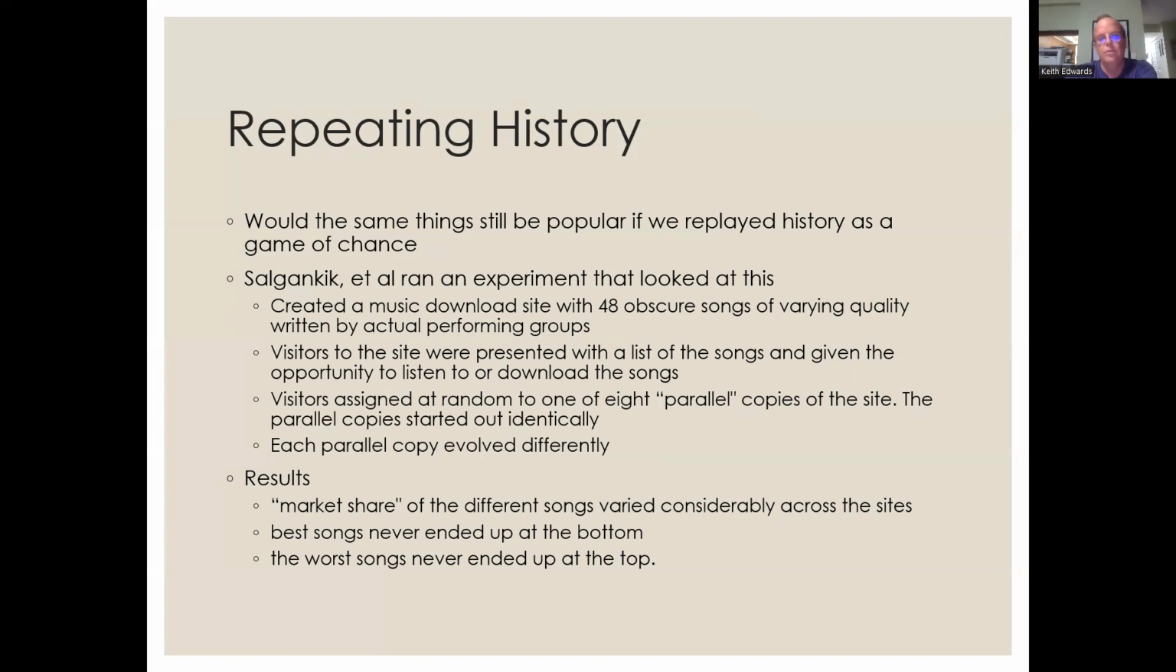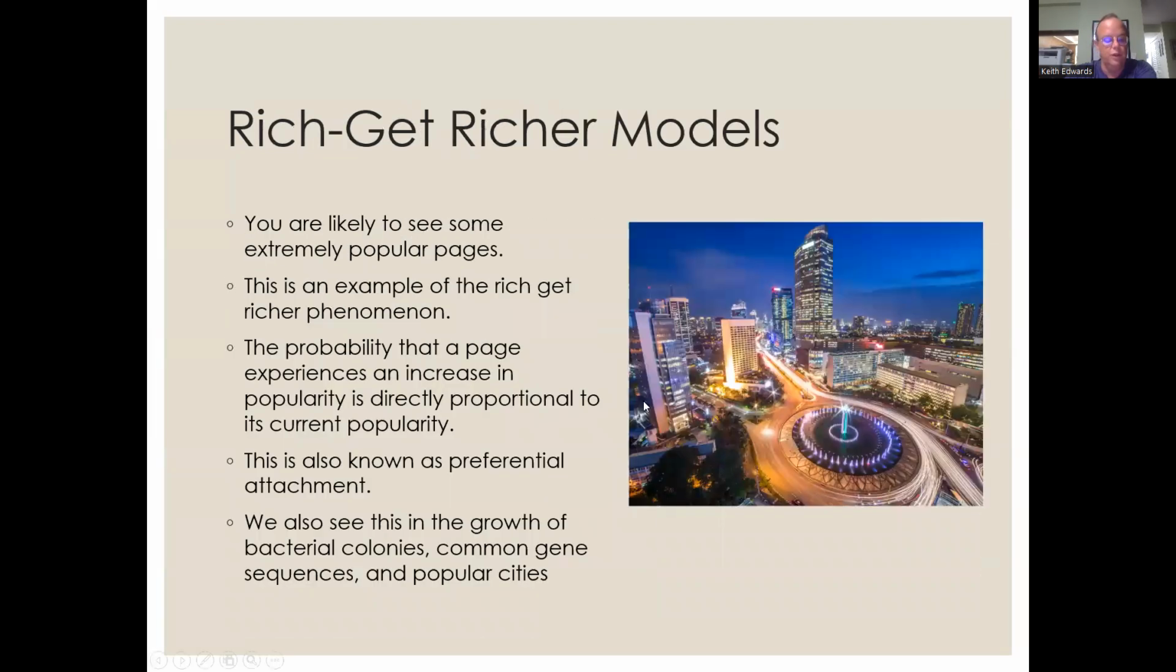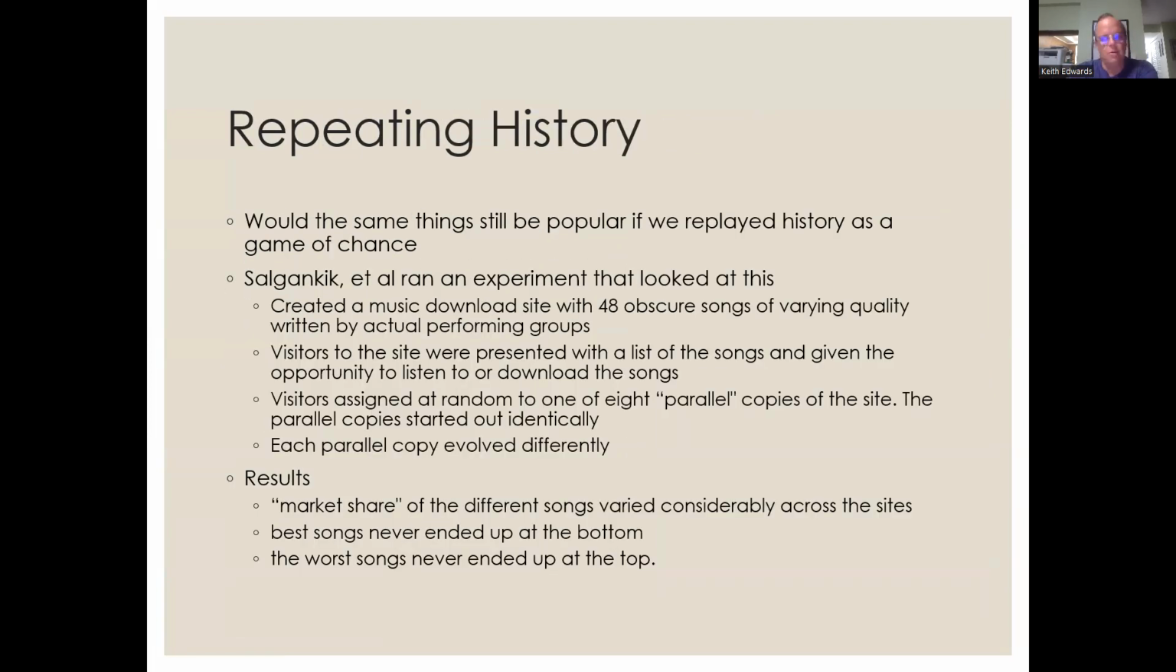When they looked at the results, the market share of the different songs varied considerably across the sites. Now, as a caveat, the best songs never ended up at the bottom and the worst songs never ended up at the top, but there was considerable variation in where they landed. And they used this approach to show that overall the feedback produced a greater inequality in outcomes. Specifically, they assigned some users to a 9th version of the site in which no feedback was provided in terms of how many people downloaded the songs. In this version, there was slightly less variation in the market share of different songs.